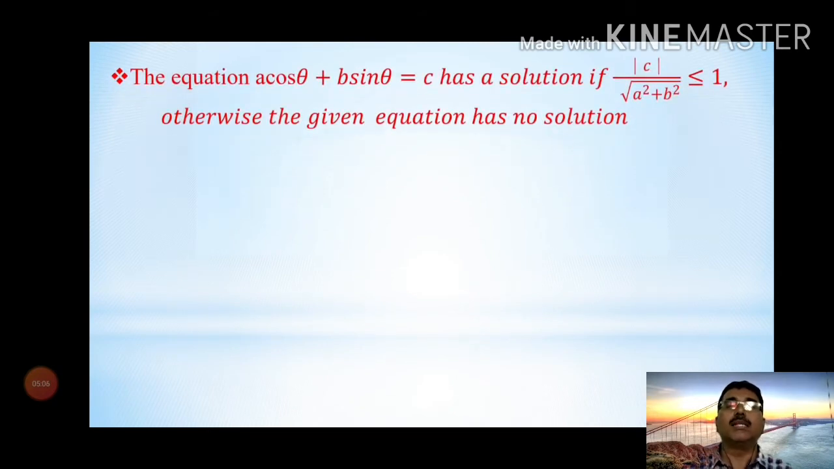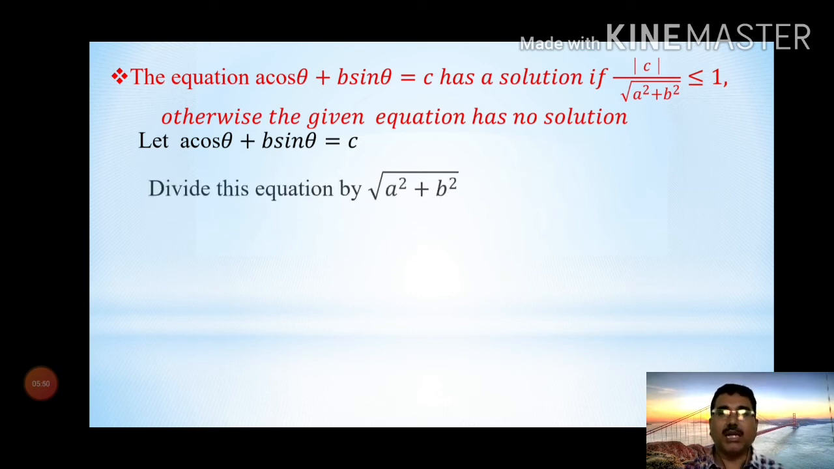Now, an important result: the equation A cos theta plus B sin theta is equal to C has a solution if mod C by root of A square plus B square is less than or equal to 1. Otherwise, the given equation has no solution. How to derive this result? Let A cos theta plus B sin theta is equal to C.